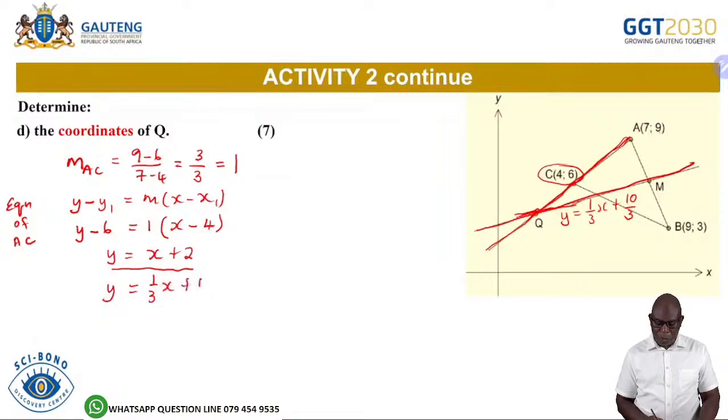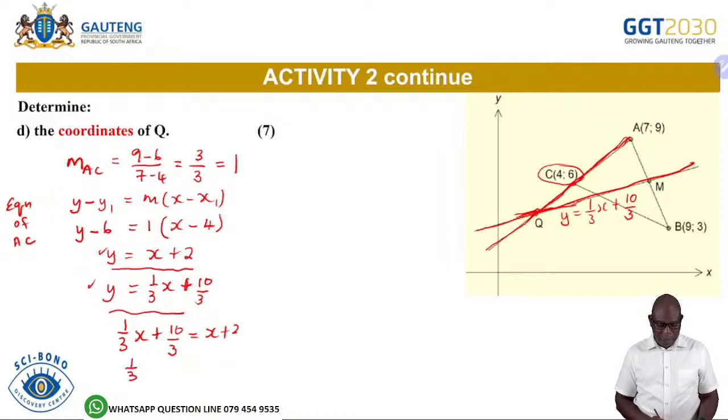What do I do with these two equations? I'm going to equate them. Why do I equate them? Because they're equal at the point Q. So I'm going to equate these two. So I'm going to say 1 over 3x plus 10 over 3 equals x plus 2. Because can you see they're both equal to y? Then I can work out this.